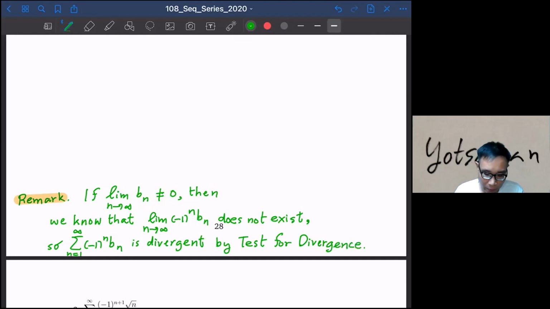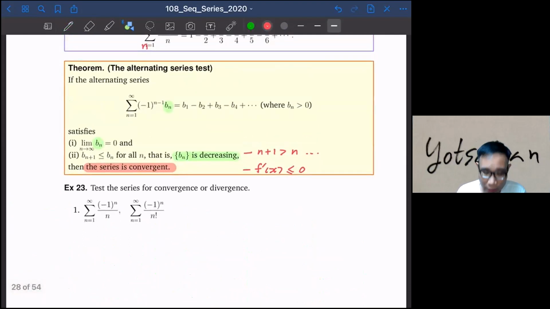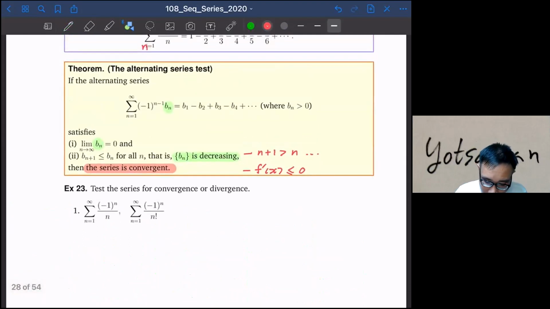That will be an important remark also. If you show that the limit as n goes to infinity of bn does not equal 0, we know that the limit of (-1)^n bn does not exist, and the series is divergent by the test for divergence. It's not by the alternating series test, which I'm going to abbreviate as AST.